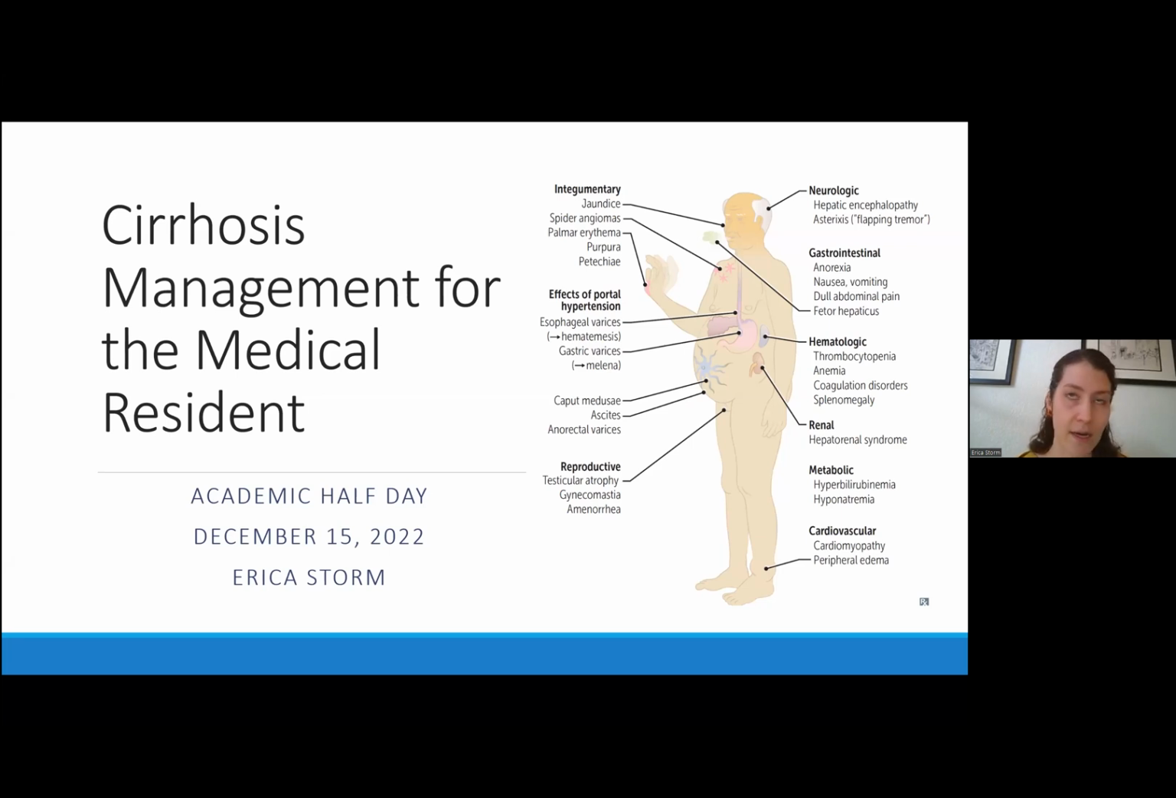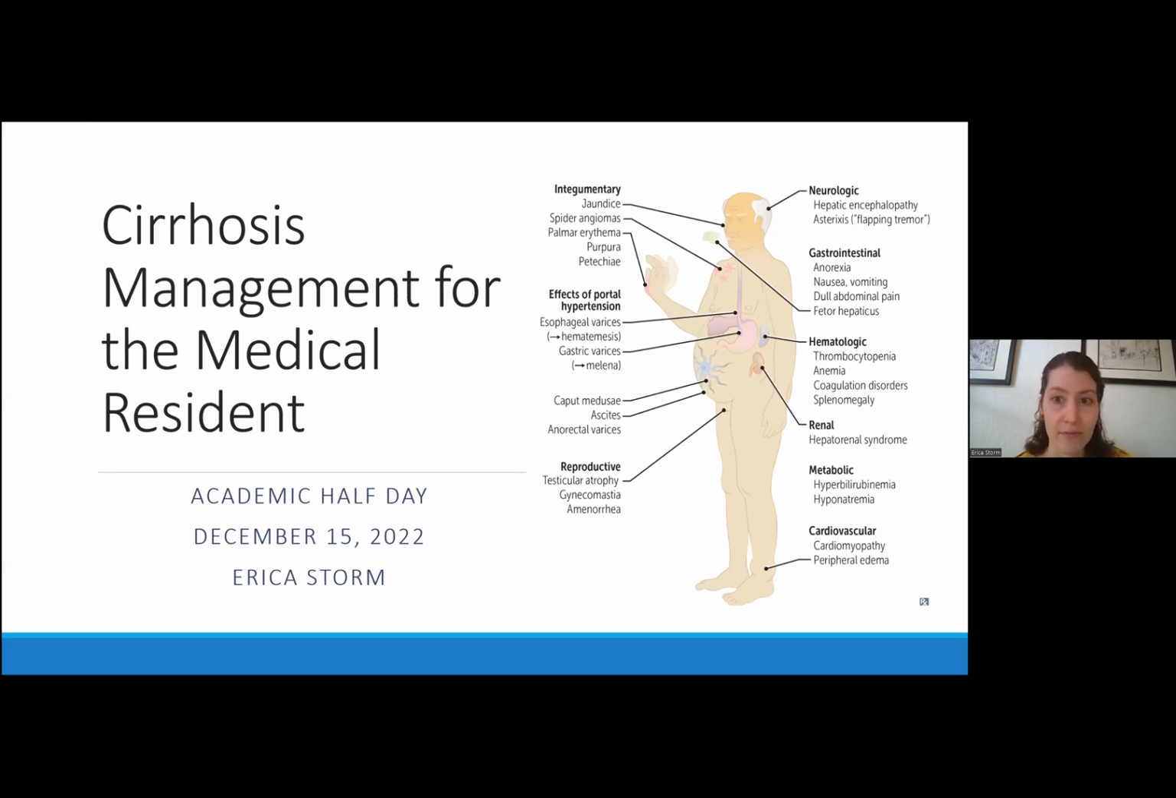For those of you who know me, you know I really love cirrhosis. I love hepatology. I find the physiology really challenging, and I recognize that it's not everyone's cup of tea. So hopefully today I can give you some really basic, straightforward tips and tricks to try to make your lives easier when you are on the wards.